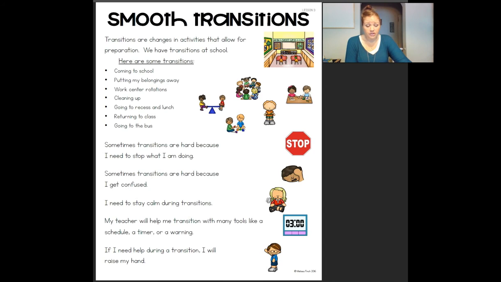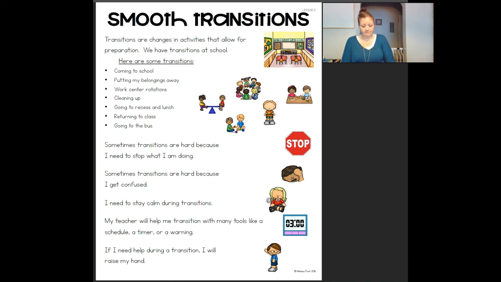Is sitting in your chair a transition? Am I doing anything to prepare for anything? Nope. We are not transitioning to anything if we are just sitting in our chair, are we?